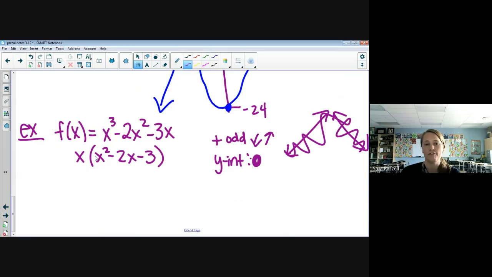Okay, we're going to continue to factor this quadratic. Y'all try it first, and then I'll tell you if you got it right. I'll get you started.